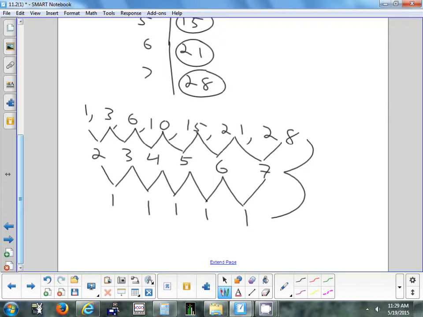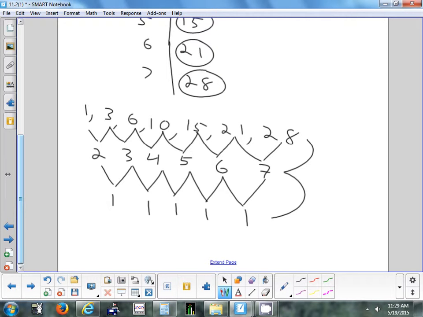This doesn't work for every pattern. If you try this with the Fibonacci numbers, I don't care how many times you keep subtracting, you'll never get a row of constants, ever. And that's because it's not a polynomial pattern. So this trick only works for polynomial patterns.